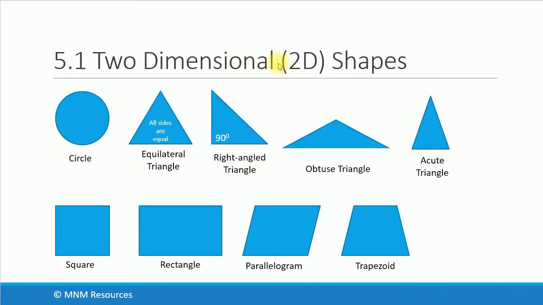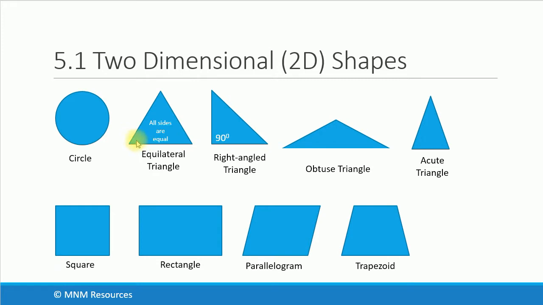Let's look at some two-dimensional shapes. This is a circle. Triangles can be drawn in different ways. This is an equilateral triangle, which means all the sides of the triangle are the same size. You can think of this word equilateral as equal sides triangle. All the sides are the same size.